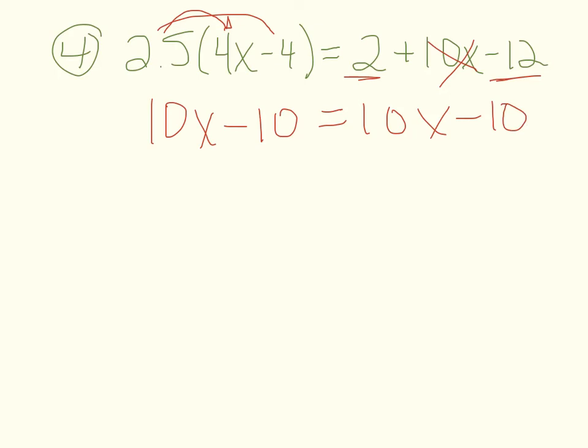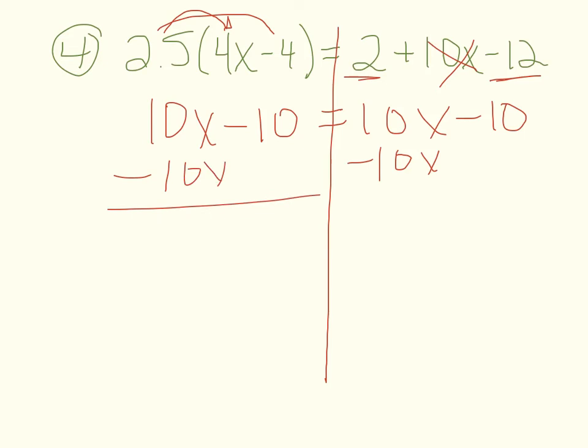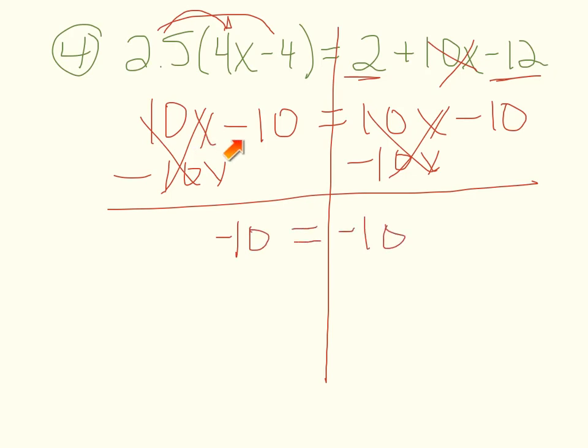Now I'm going to move one of mine over. I'm going to take this one and move it over, so that's negative 10x, negative 10x. Those cancel, but they cancel over here too. So I'm left with negative 10 equals negative 10. Don't forget to bring down the signs. If it's a minus, it brings down as a negative.